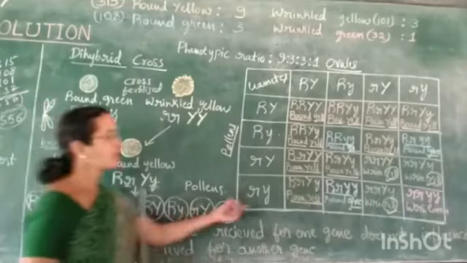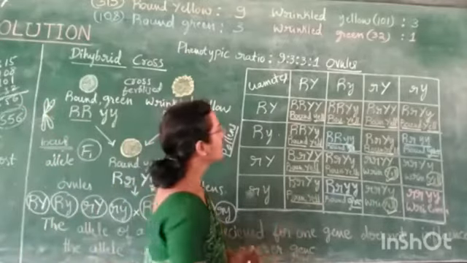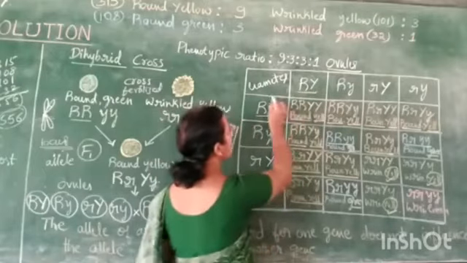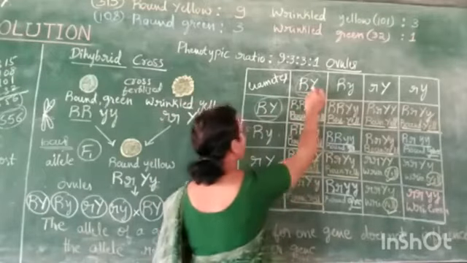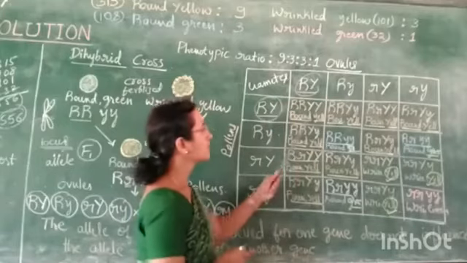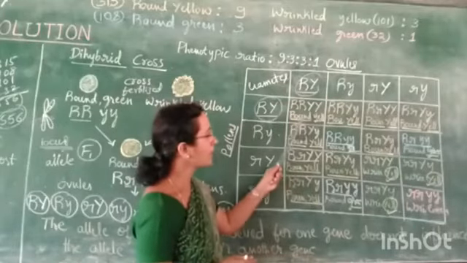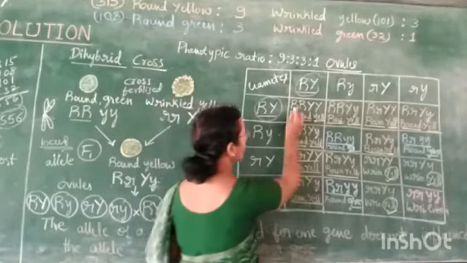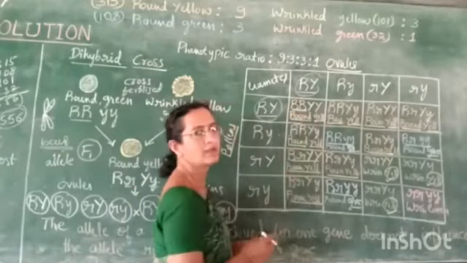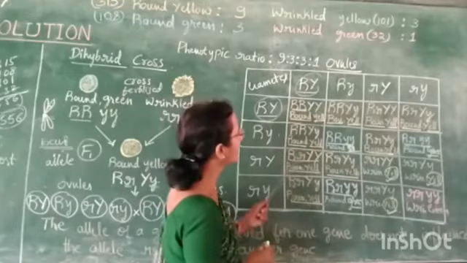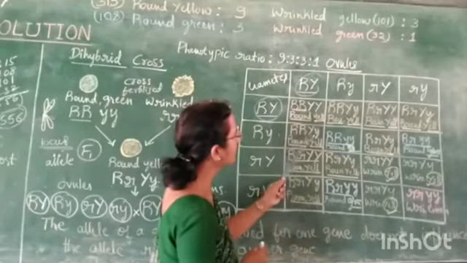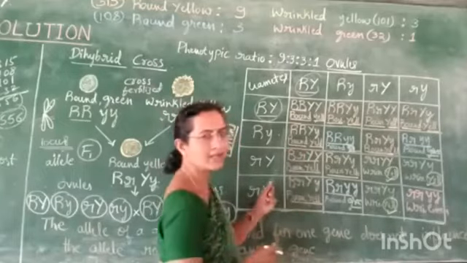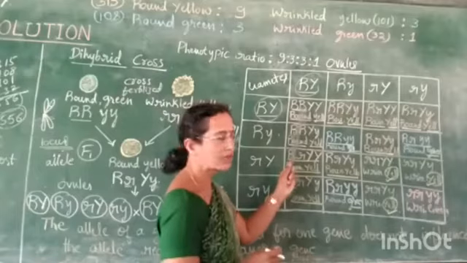9:3:3:1. Here you can observe this in the checkerboard. This is a pollen and this is an ovule. When these 2 are fertilized, we get this type of plant, round and yellow. Here you can notice both factors are capital R only. Both letters are capital, meaning the 2 factors denoting a character are both dominant.